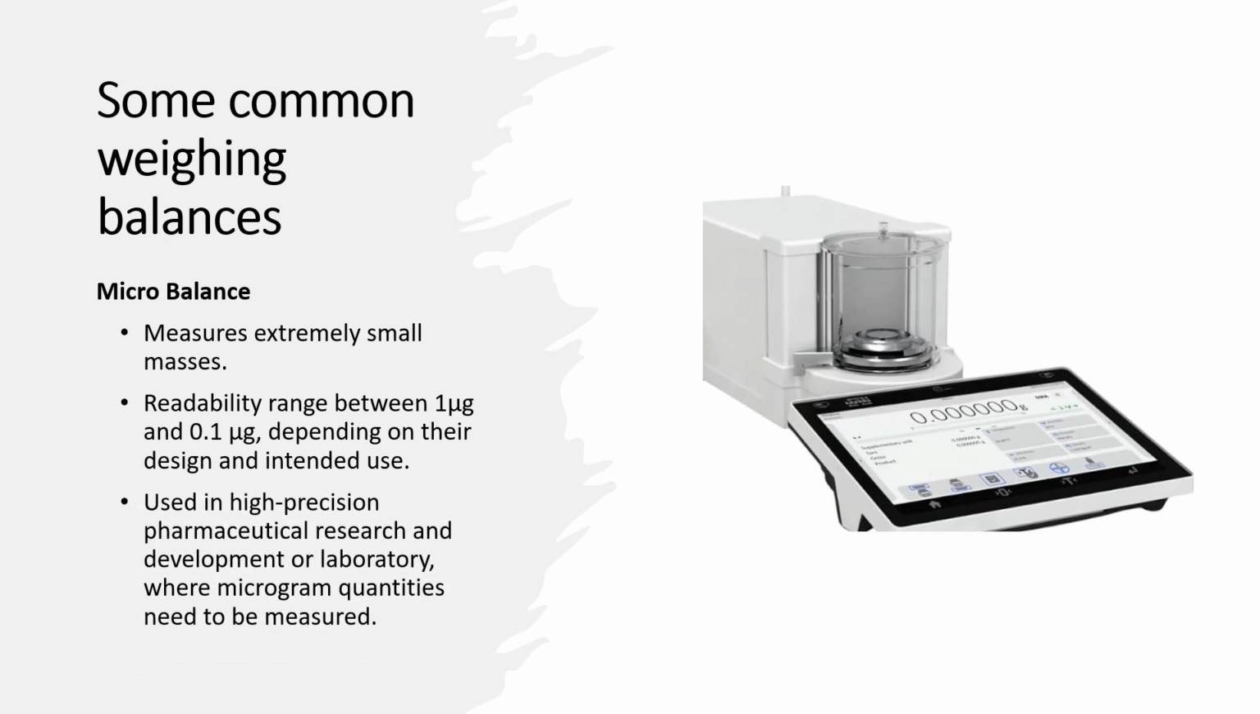This microbalance is used in high-precision pharmaceutical research and development or laboratories where microgram quantities need to be measured. So this is the balance generally used in the laboratory or research and development for sample weighing for analysis purposes where an extremely small amount is required. A few examples of Mettler-Toledo balances are the XPR2U model and XPR3 model, and normally the operating range of such balances is 2 mg to 5 gram.